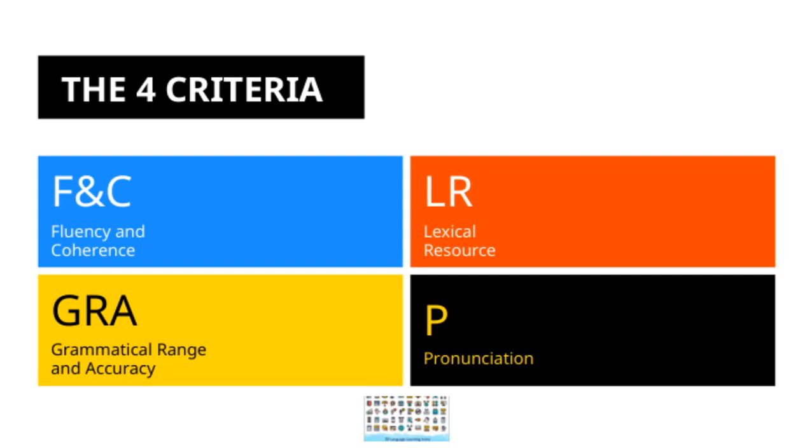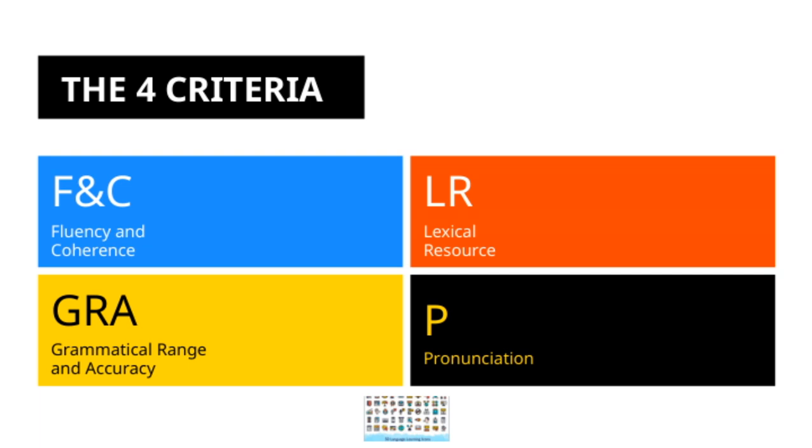Today, I want to talk about the 4 key criteria that are essential for evaluating language performance. First, we have pronunciation, which is all about how clearly and accurately you can produce sounds and words. Good pronunciation helps ensure your message is understood without confusion. Next is grammatical range and accuracy. This means using a variety of grammatical structures correctly, showing not just knowledge but control over the language. It's about being versatile and precise.